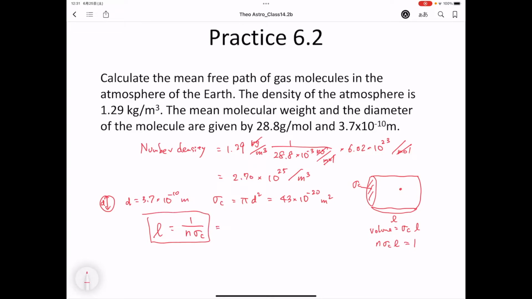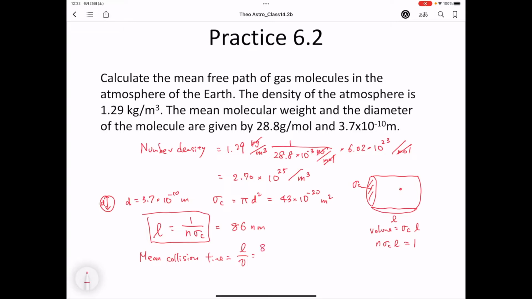You can substitute the number density n and the cross-section for collision sigma sub c. Then it becomes 86 nanometers. This is the mean free path for the gas molecules in the atmosphere. Then using this mean free path, you can find the mean collision time. The mean collision time can be calculated as L over V, where V is the velocity of the gas molecules, which is equal to the sound velocity.